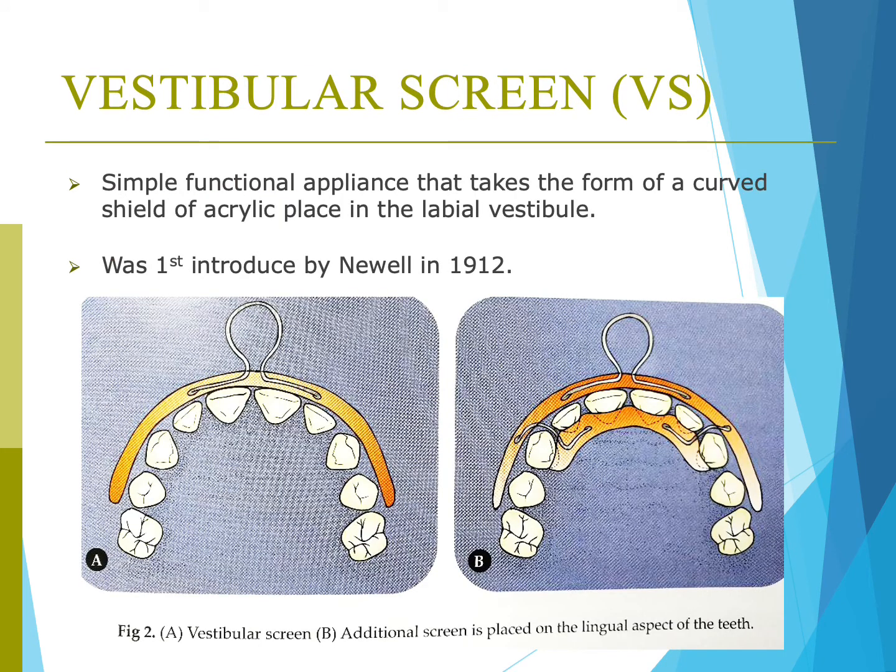The first myofunctional appliance that I will explain is the vestibular screen. Vestibular screen is a simple functional appliance that takes the form of a curved shield of acrylic placed in the labial vestibule. It was first introduced by Newell in 1912. So we can see that figure 2A is the standard vestibular screen with the acrylic at the labial vestibule only, whereas in figure 2B, an additional screen is placed on the lingual aspect of the teeth.